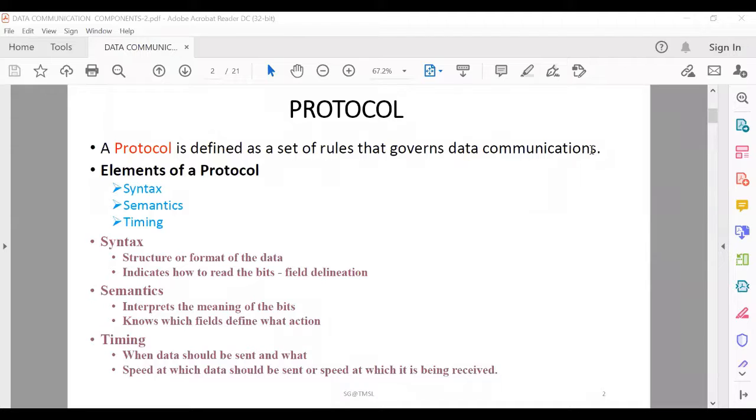So a protocol is defined as follows. For successful data communication to occur, the sender and the receiver must agree upon certain rules. That's why a protocol is defined as a set of rules that governs the data communication.